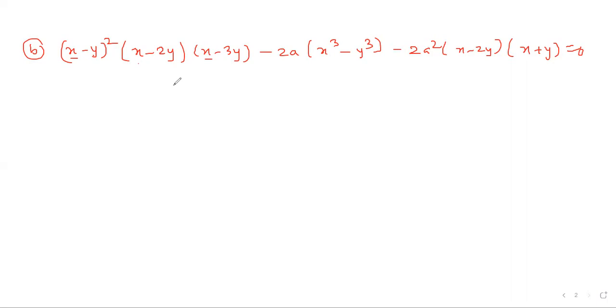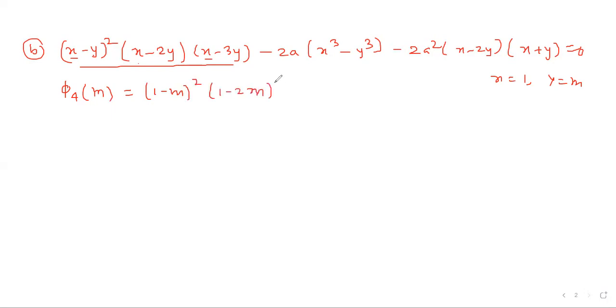For that purpose, we consider the fourth power term. So let's write it as phi 4 of m. And we are going to put x equal to 1 and y equal to m in the fourth power term. Only the fourth power term will come from here. So we can write it as (1 minus m) square, (1 minus 2m), and (1 minus 3m).